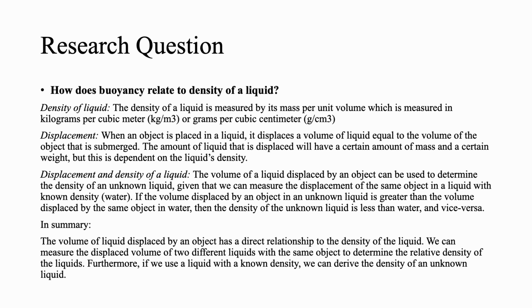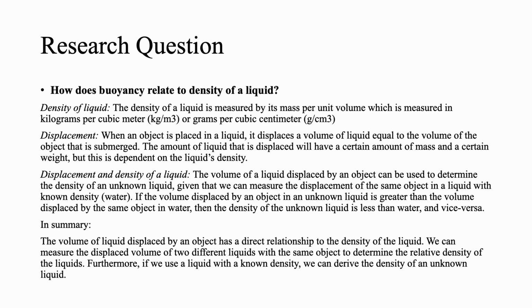Displacement. When an object is placed in a liquid, it displaces a volume of liquid equal to the volume of the object that is submerged. The amount of liquid that is displaced will have a certain amount of mass and a certain weight, but this is dependent on its liquid density.